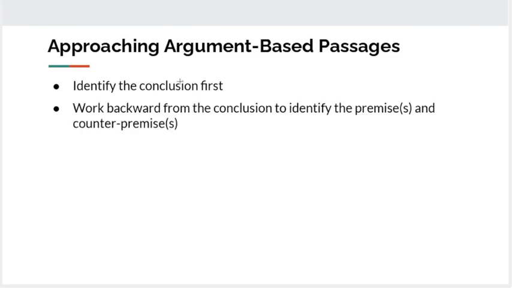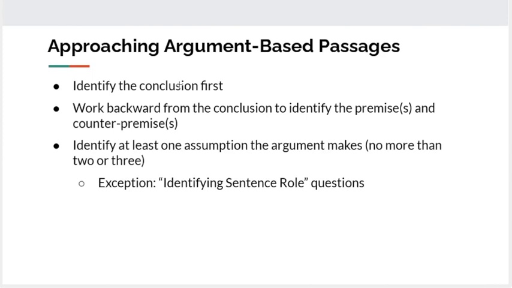Now, of these 4 components, the one you want to identify first is the conclusion. The reason for that is you won't actually be able to tell what counts as a premise as opposed to a counter premise until you know what the conclusion is. So if you identify the conclusion, then you can work backward and identify the points that support it, the points that go against it, and then brainstorm an assumption or 2. In other words, try to spot a hole in the argument, something that it takes for granted, something that could either be challenged in order to weaken the argument or something that could be verified in order to strengthen the argument.